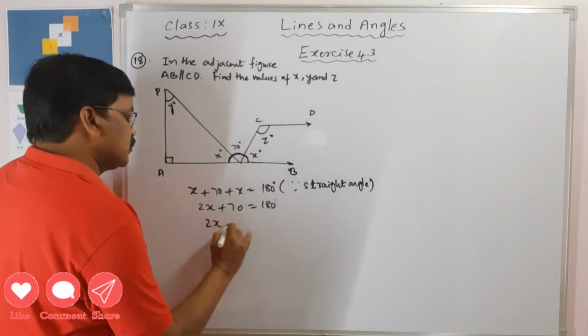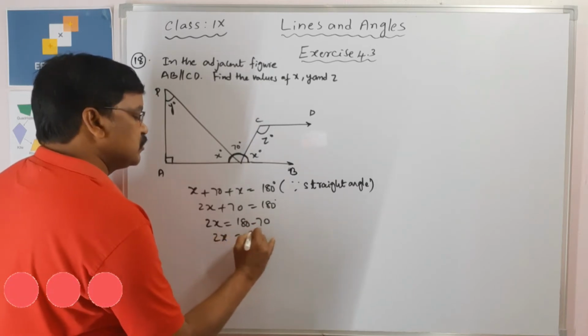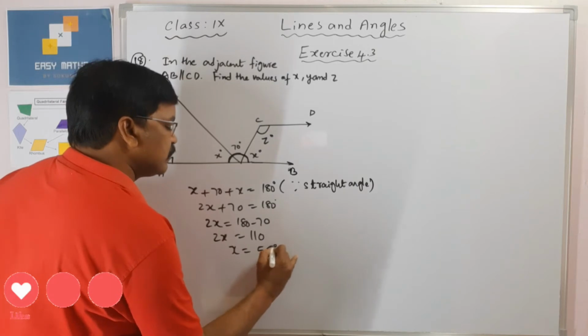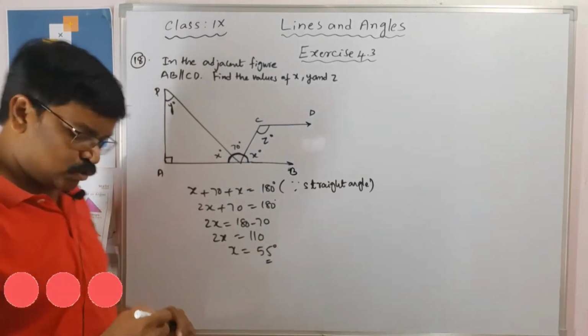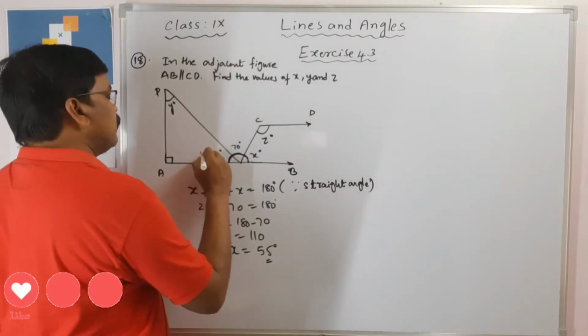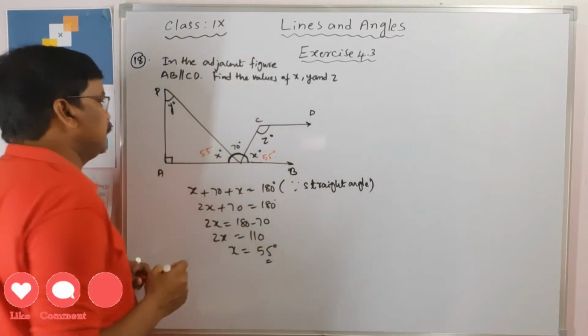Here 2x is equal to 180 minus 70. So 2x is equal to 110. So x is equal to 55 degrees. So what is the value of x here, my dear students? This is 55 and it is also 55 degrees, right?